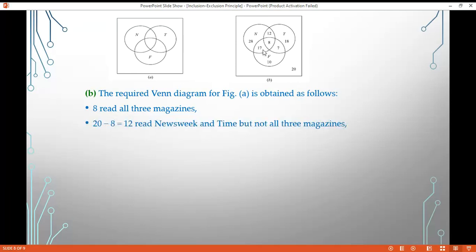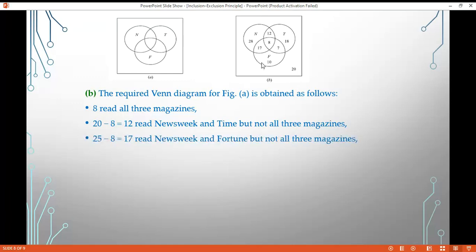After that, 20 minus 8, that is 12. So 12 means Newsweek and Time, but not all three magazines. How many have read only Newsweek and Time? That portion is only 12. If we subtract 20 minus 8, so 20 is both N and T, but we have to subtract the part that includes F. So we calculate 20 minus 8 and get 12.